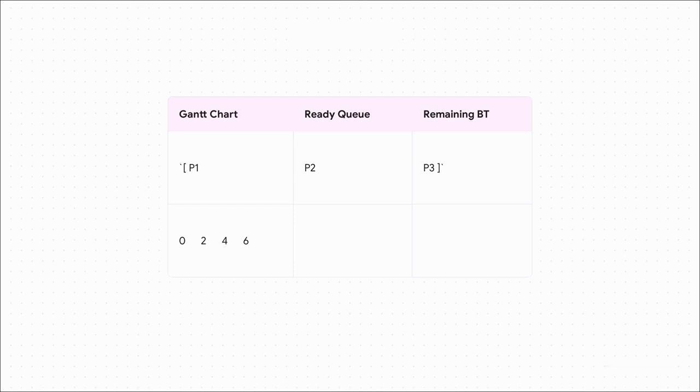P3 is next in line. It runs, and hey, it only needed 2 units of time anyway, so it runs to completion. It's finished, so it just exits the system and doesn't get added back to the queue. And we keep this cycle going, running, getting interrupted, going back to the queue over and over until that ready queue is totally empty. And this is our final Gantt chart.